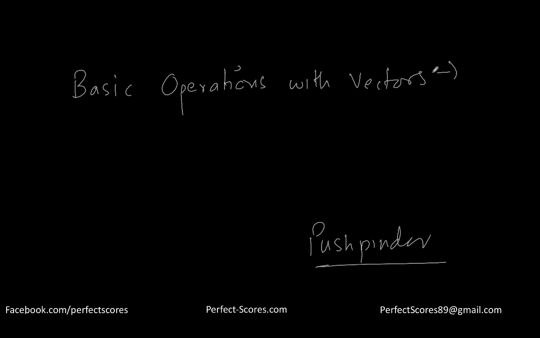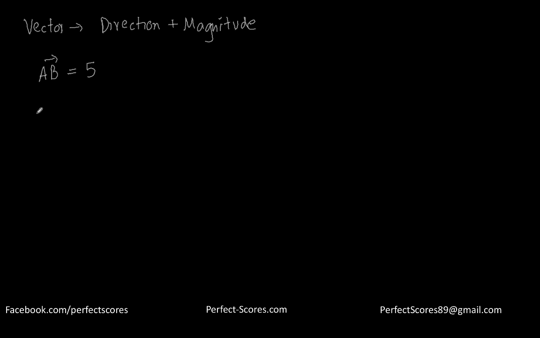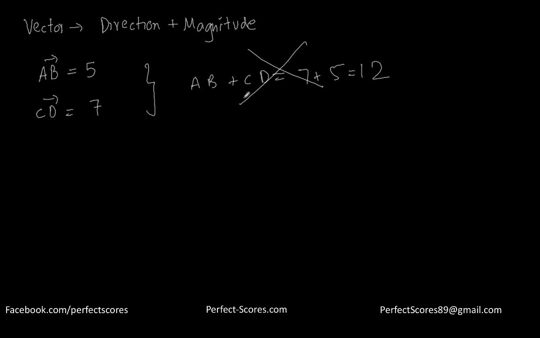Okay, so if you watched the previous video on vectors, you would have known that a vector is something which has a direction as well as a magnitude. So that means that if I have two vectors, let's suppose I have a vector AB, the magnitude is 5. If I have a vector, let's say CD, and the magnitude is 7, I can't say that AB plus CD is going to be equal to 7 plus 5, that is equal to 12. That will not be true all the time.